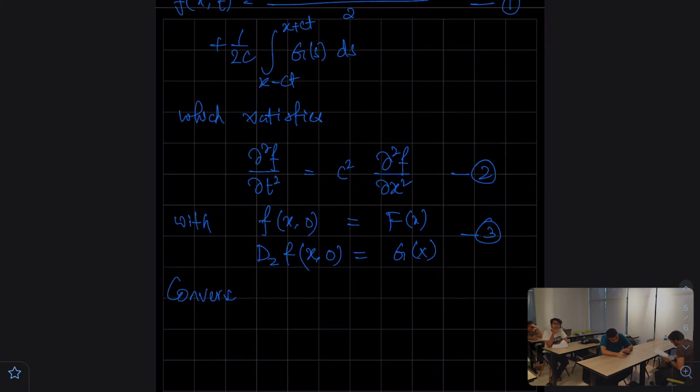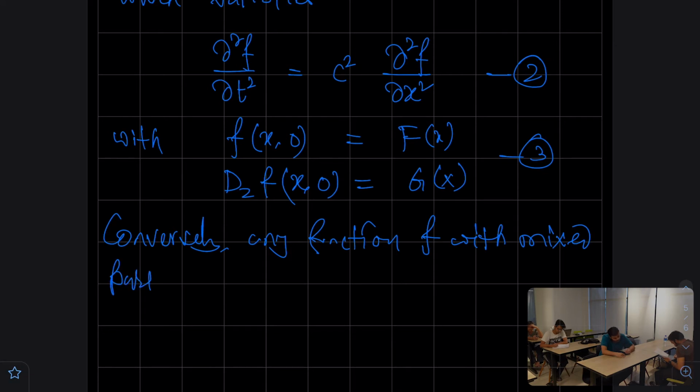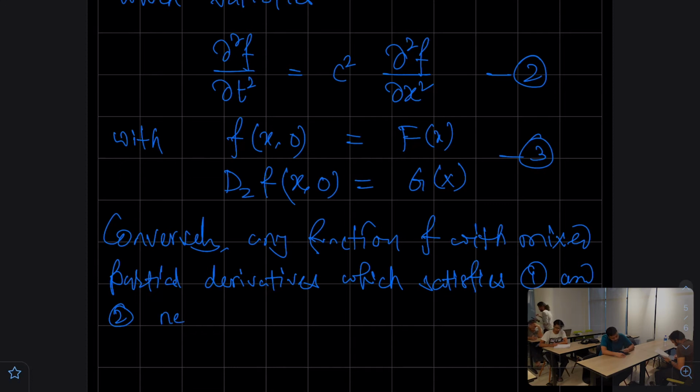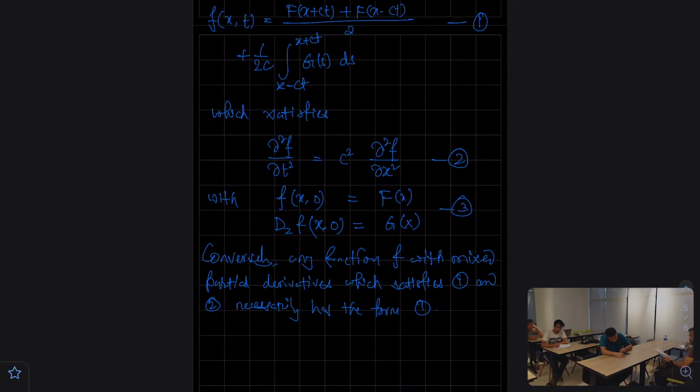Conversely, any function f with mixed partial derivatives which satisfies 1 and 2 necessarily has the form 1. 1 means the expression. So that's the converse. Okay.